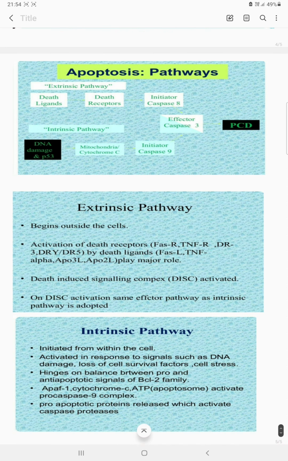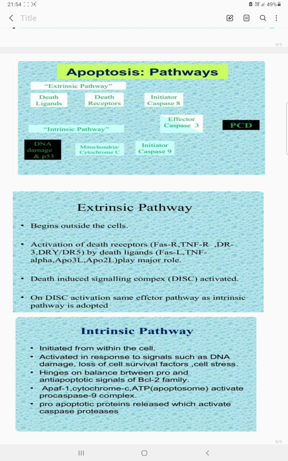So first we are going to read about the extrinsic pathway, then after that we will read about the intrinsic pathway as well. The extrinsic pathway begins outside the cells.